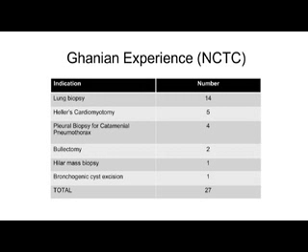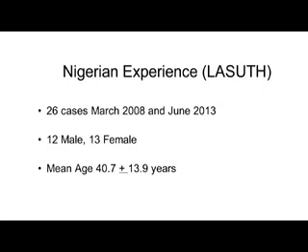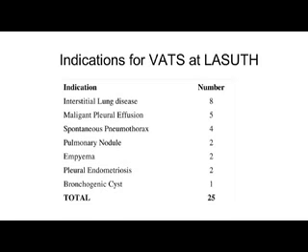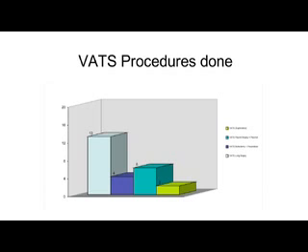This has been presented earlier, the Ghanaian experience. A lot of lung biopsies, cardiomyotomies. They had some for catamenial pneumothorax, a few bullectomies, mass biopsies, and bronchogenic cysts, about 37 cases in total. Our experience was actually over the same period, with a very similar number of patients. Our mean age was about 40. Our indications were mainly interstitial lung disease, some for malignant pleural effusions, some for spontaneous pneumothorax, then a couple for indeterminate pulmonary nodules, 2 for empyemas, 2 for suspected pleural endometriosis, 1 for bronchogenic cyst. The VATS procedures done are shown.